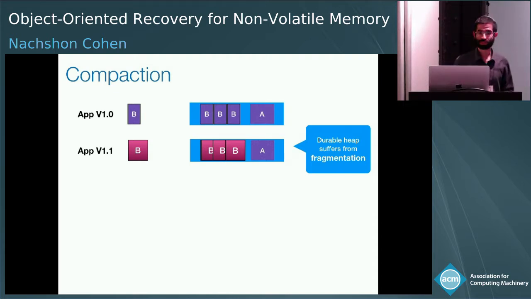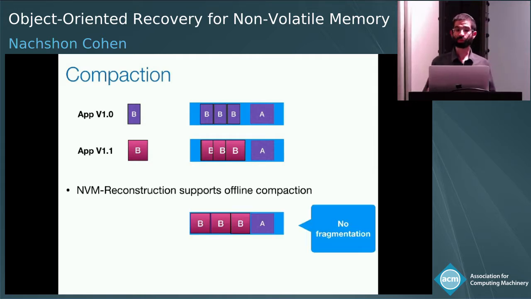And again, because we already have all the type information, what the NVM reconstruction does at an offline stage is just to recompact everything and handle all this updating of the object version. So we basically just increase the size of every B object, and then pack them to the beginning of the heap, reducing fragmentation and enabling such enlarging of objects.